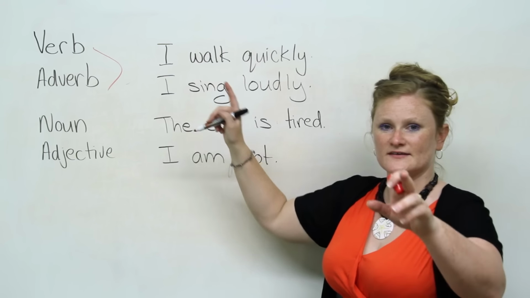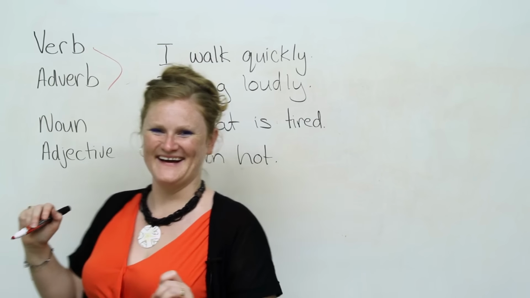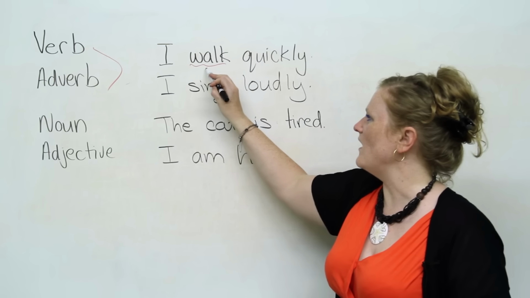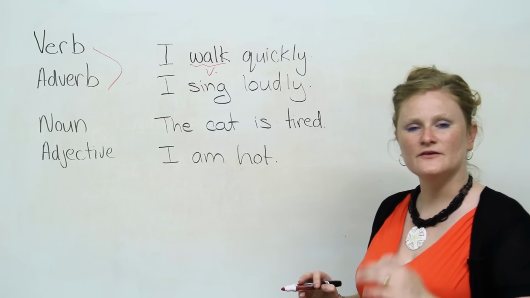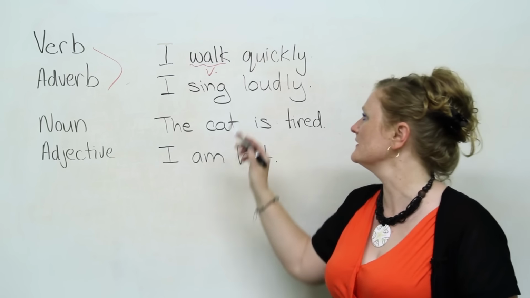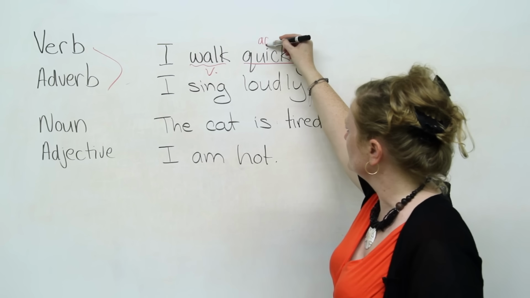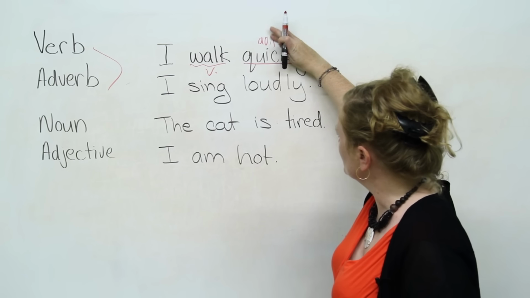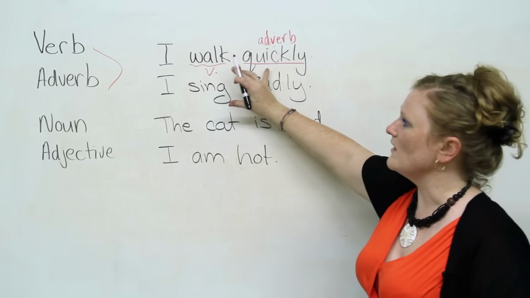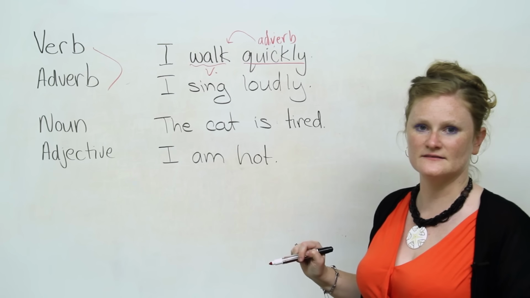In this sentence, can you tell me where the verb is? I'll give you a hint. It's walk. You can ask the question, how is the action done, or how do I walk? And the answer is going to be your adverb. The answer is quickly. This is your adverb. So, I walk quickly. Quickly describes how the action is done.